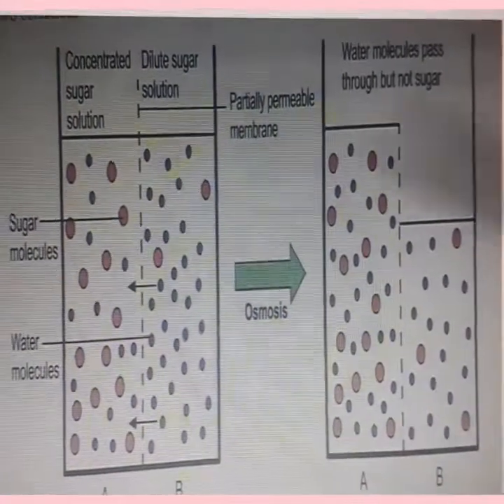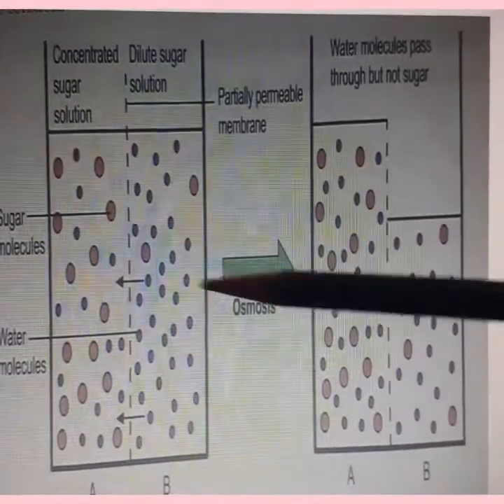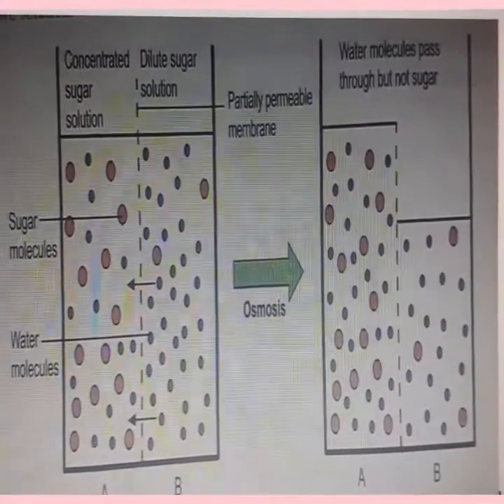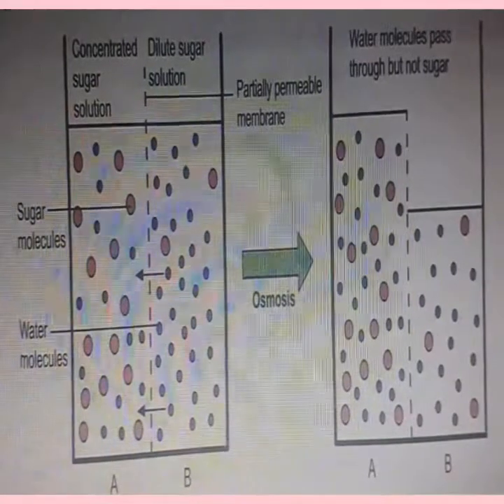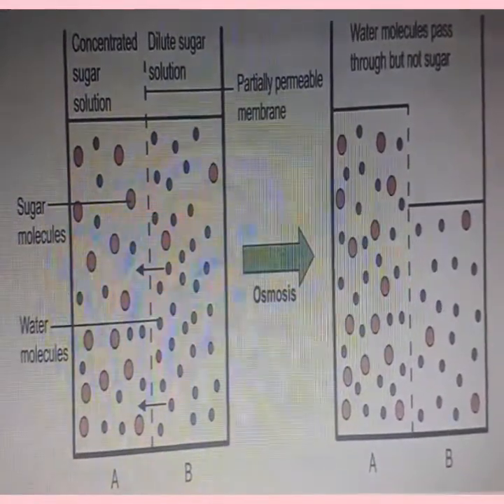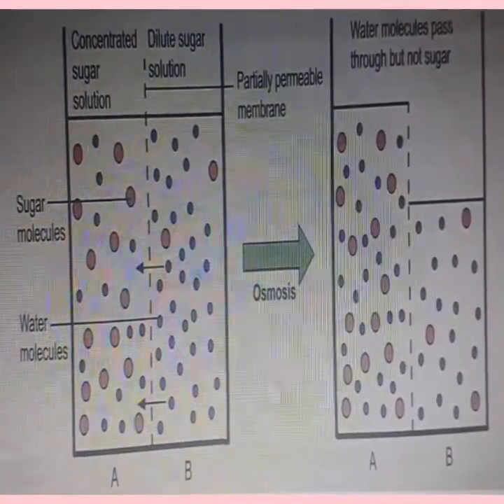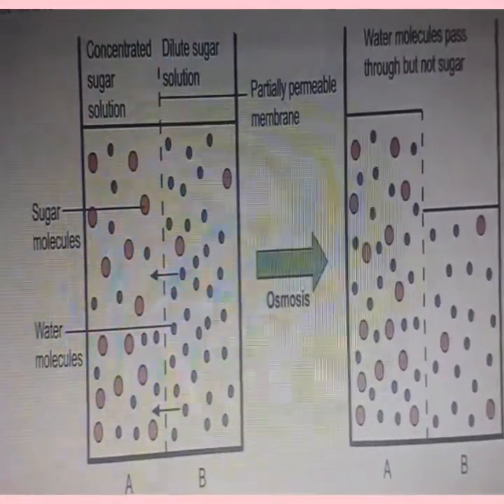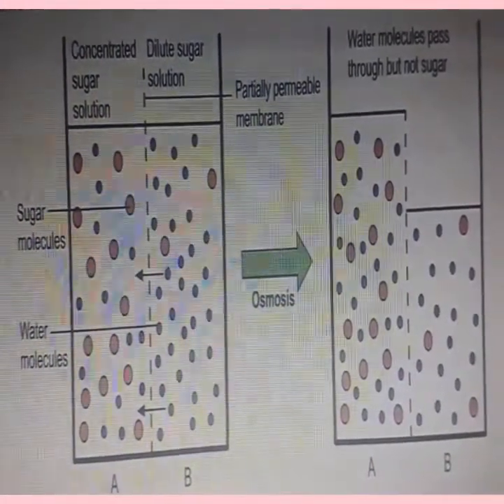As this membrane is semi-permeable, the molecules of water move from B to A, that is, from a solution of higher concentration to that of a lower concentration. As a result, the level of water rises in solution A while it falls in solution B. This movement of water continues till an equilibrium of water molecules is reached between the two solutions.